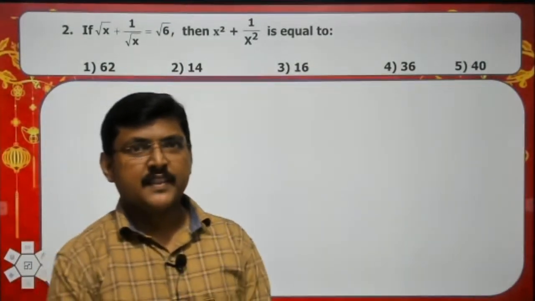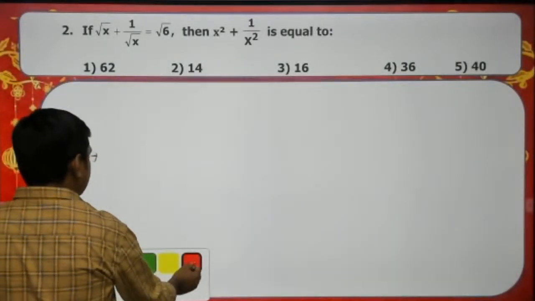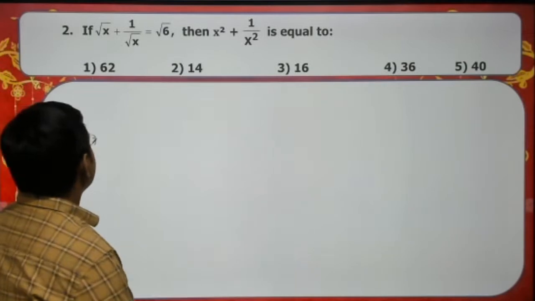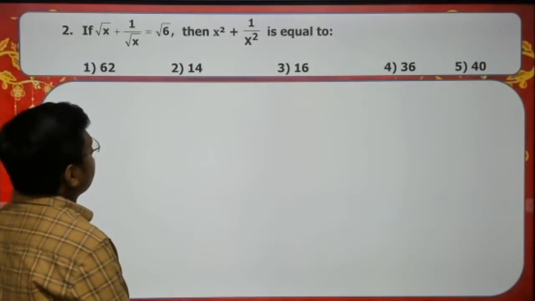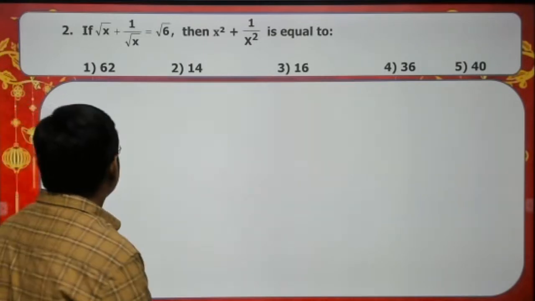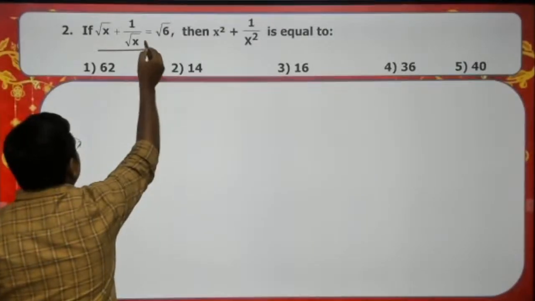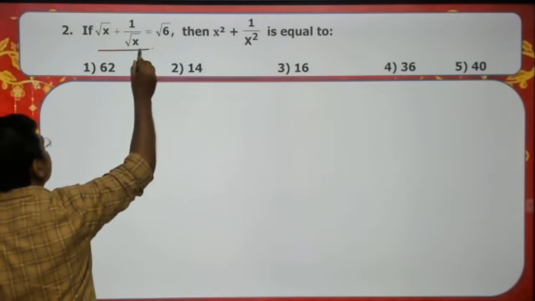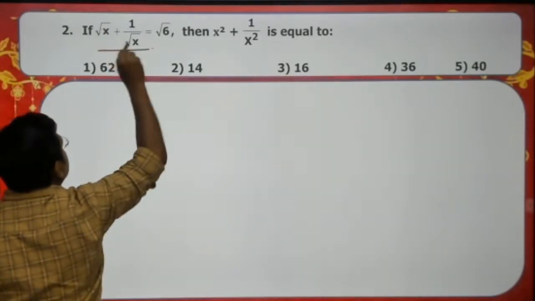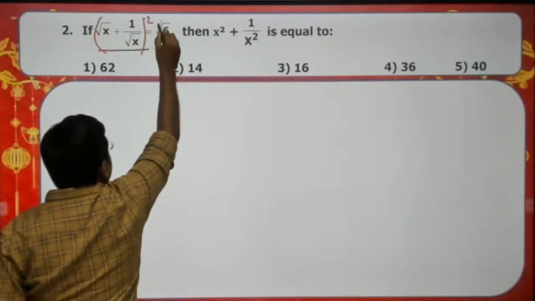So I am answering this, listen carefully. To solve this question, I am reading this: if root x plus 1 by root x is equal to root 6, then x square plus 1 by x square is equal to what? To find this, an if condition is given, so using this we need to find the answer. First of all, I am going to avoid this square root. To avoid this square root, I need to square both sides. So I am squaring both sides.